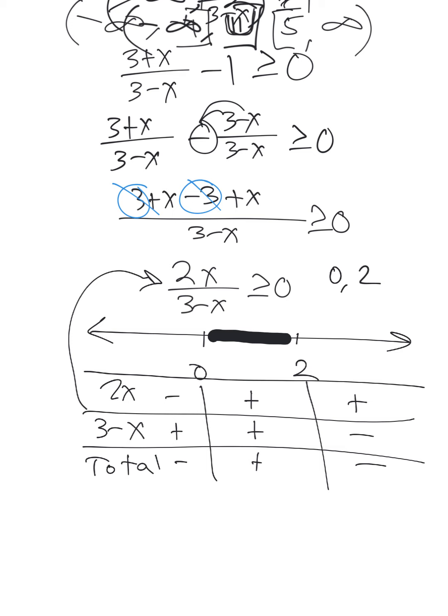So 0. If we plug 0 in for x, does it make it equal to 0? Yes, because it's 0 in the numerator, right? So we're going to want to include, because there's an equal sign in the equation, we're going to include 0. All right, what about the 2.